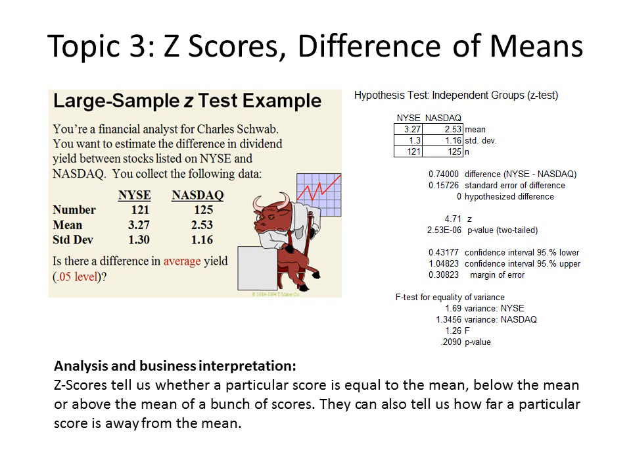They can also tell us how far or how close a particular score is from the mean. On this slide, we examine the z-scores of dividend yield between stocks listed on the New York Stock Exchange, or NYSE, and the National Association of Securities Dealers Automated Quotation, or the NASDAQ.